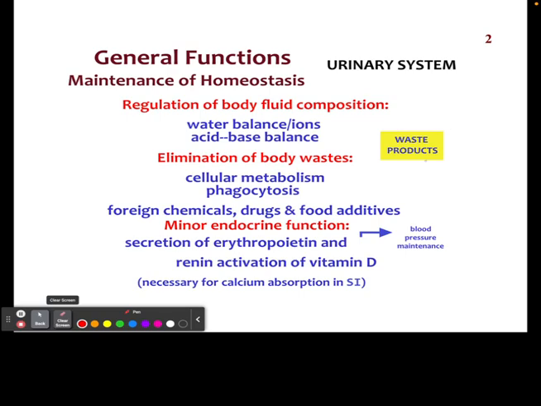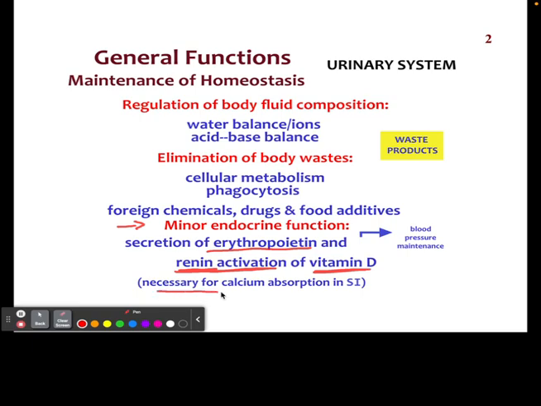And then another thing is we do have endocrine functions. And the big one here is erythropoietin, which is going to help us to regulate our blood pressure as well as regulate our red blood cell count to make sure we have the correct number of red blood cells, as well as renin activation of vitamin D. So we can help us with the full synthesis of vitamin D.